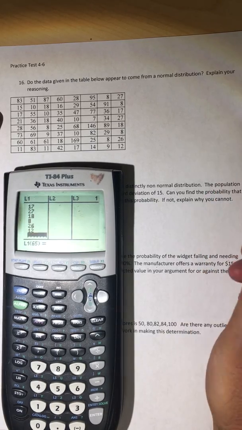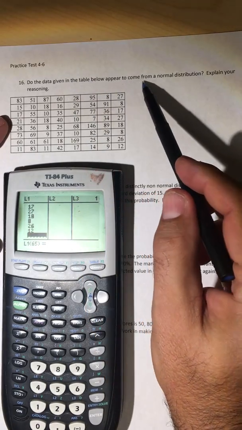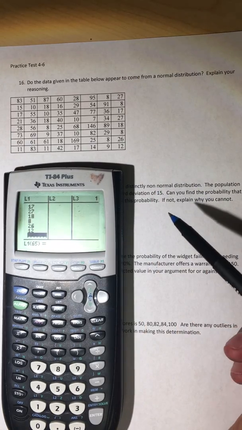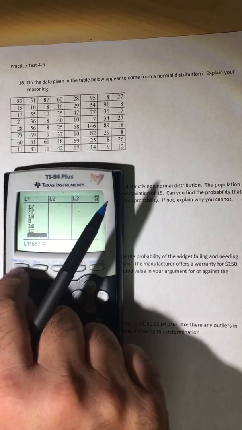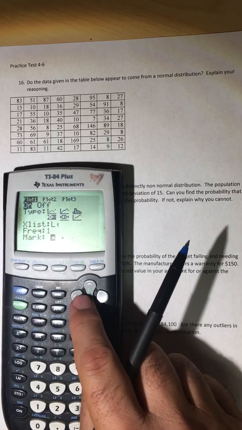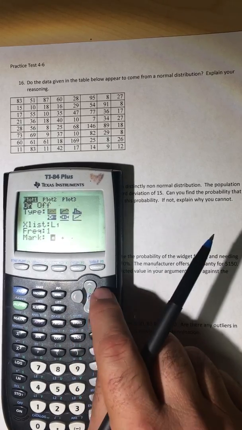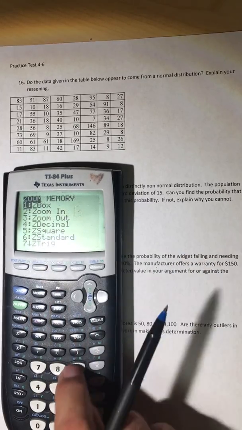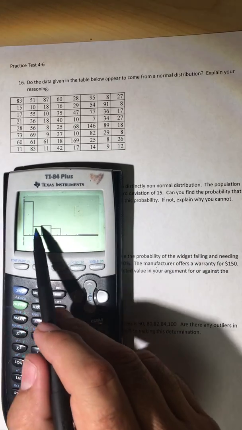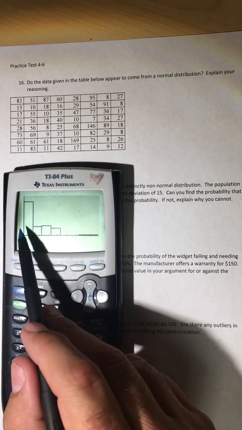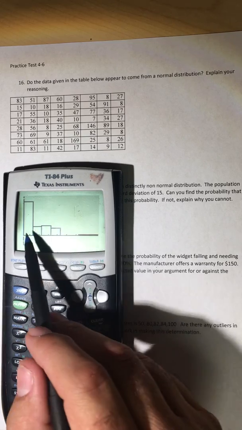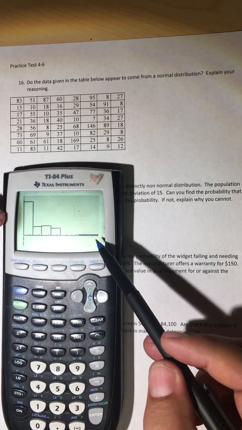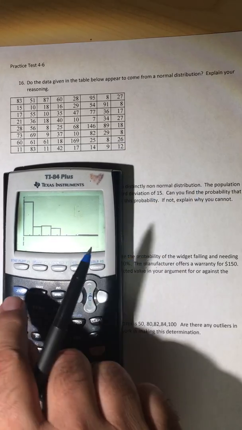All right, last page. Do the data in the table below appear to come from a normal distribution? Explain your reasoning. A couple of different ways to attack this. We could look at the histogram and see if it's approximately mound-shaped and symmetric. And you go, no, that's dramatically right-skewed. This is definitely not mound-shaped and symmetric. So this is a highly right-skewed distribution. So I could argue that that would say that it's not normal.